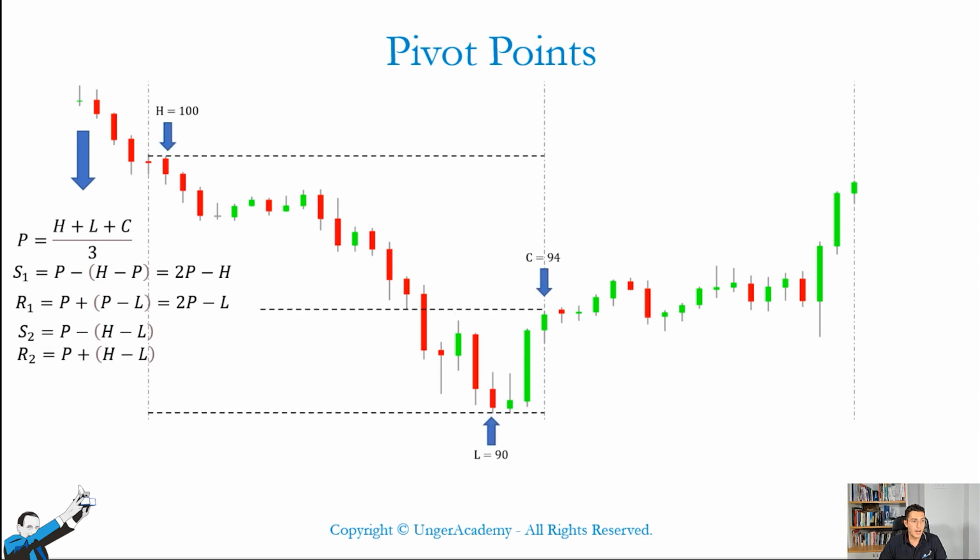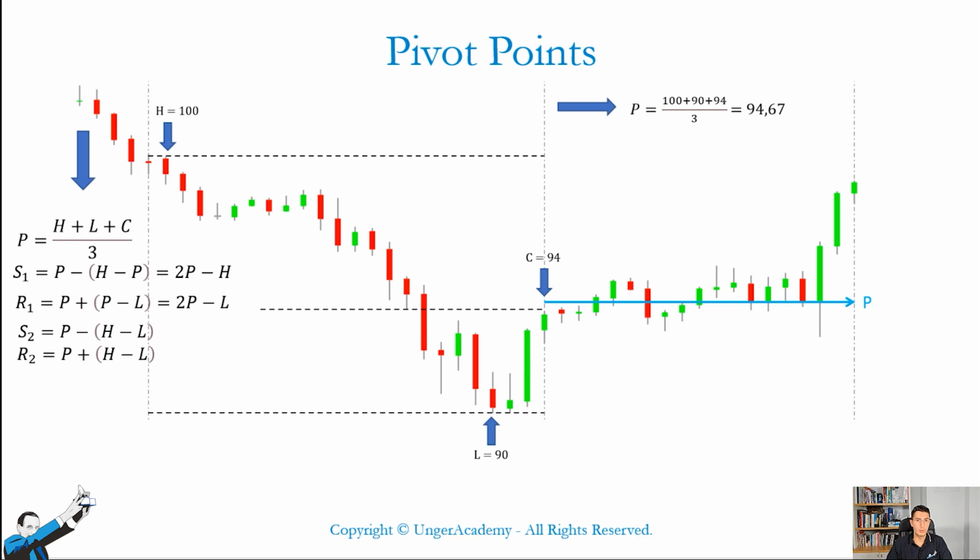So let's make now an example to better visualize this indicator. We know that we need three values, the high, the low, and the close, to calculate the pivot points. In this example, we have the high of yesterday at the value of 100, the low at 90 points, and the close was at 94 points. Knowing that, it is really easy to calculate the pivot point, it will have a value of 94.67.